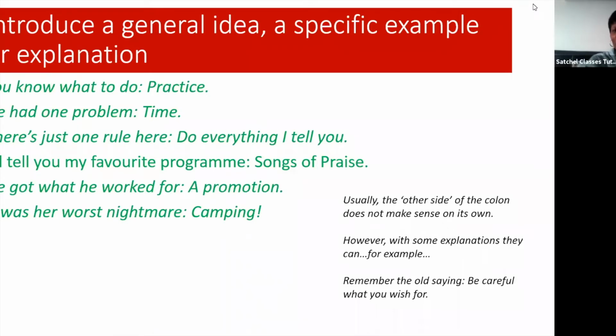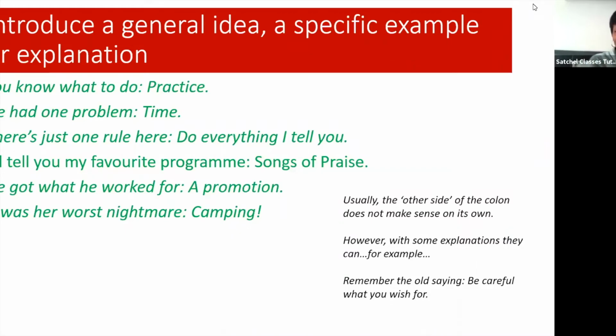I'll tell you my favorite program: Songs of Praise. He got what he worked for: a promotion. It was her worst nightmare: camping. So here you can see that after the colon, a capital letter has been used, and that is the general rule. Usually the other side of the colon doesn't make sense on its own. You can say, you know what to do: practice. Just to have the word practice on its own doesn't make sense. It needs the colon as an explanation before.